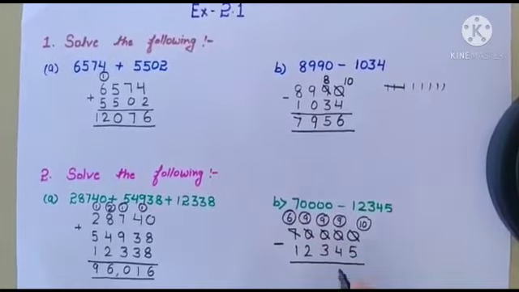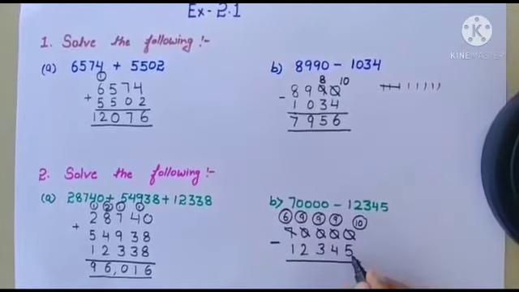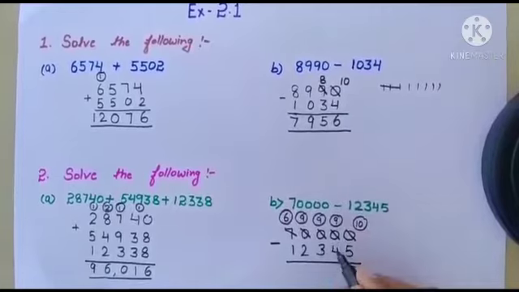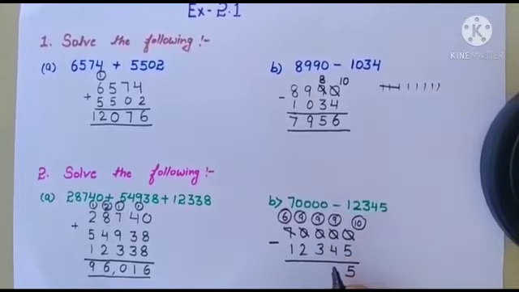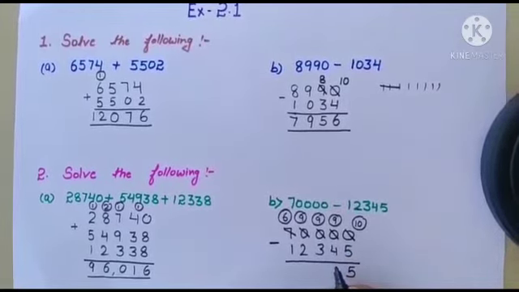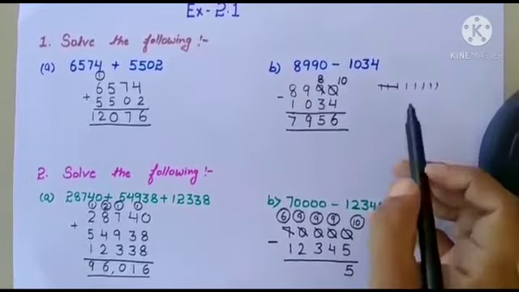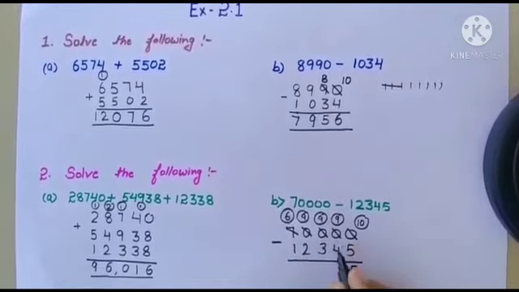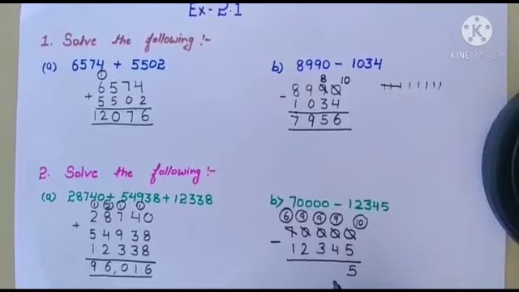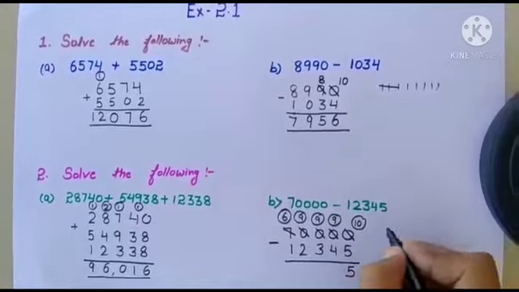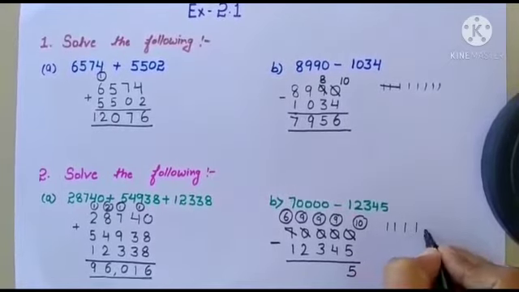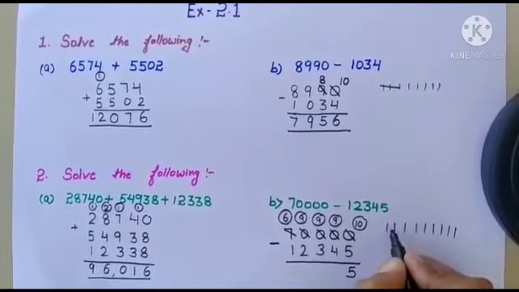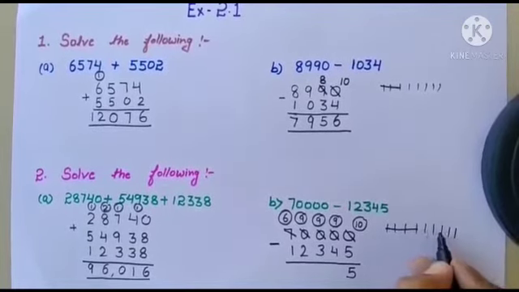Now we will subtract this. 10 minus 5, 5. 9 minus 4. Tell me. Count with me. If you don't know, then put the line like this and solve it. 9 minus 4. Tell with me. 1, 2, 3, 4, 5, 6, 7, 8, 9. Minus 4. How much does it come? 5.